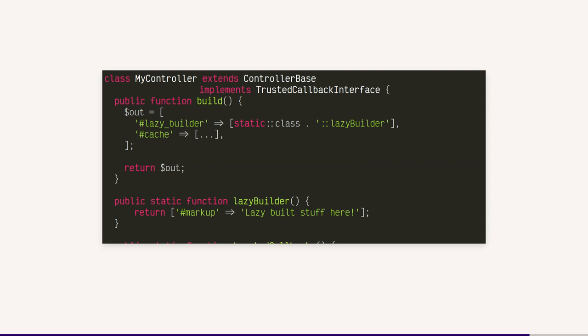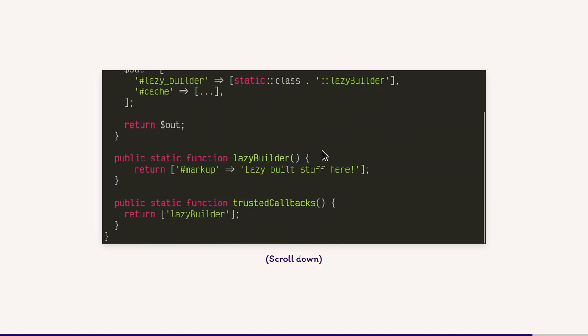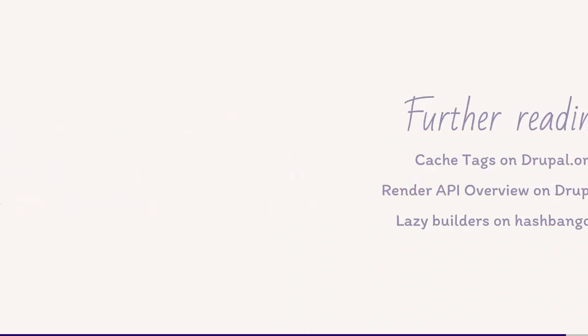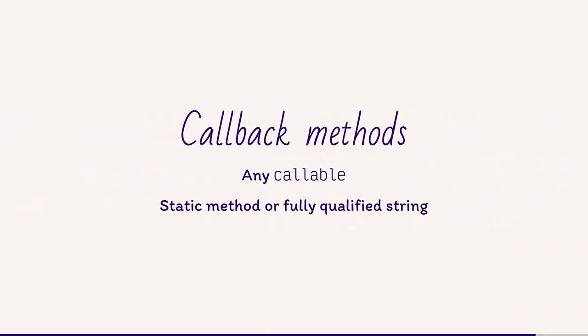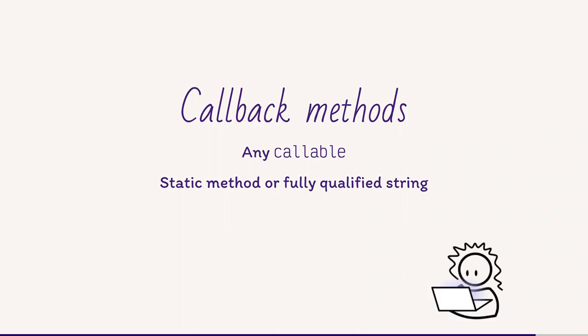Using the trusted callback interface is really easy, fortunately. It implements trusted callback interface, and way down at the bottom of this exactly the same class is one more method, which is called trusted callbacks, and it passes an array of all the method names that we're using as trusted callbacks. That's it. That's the whole thing. You can use different callback methods with a lazy builder. You can actually use any callable, any function, any method, any static method, any one of those that you want. It can be any static method or fully qualified string of a static method.